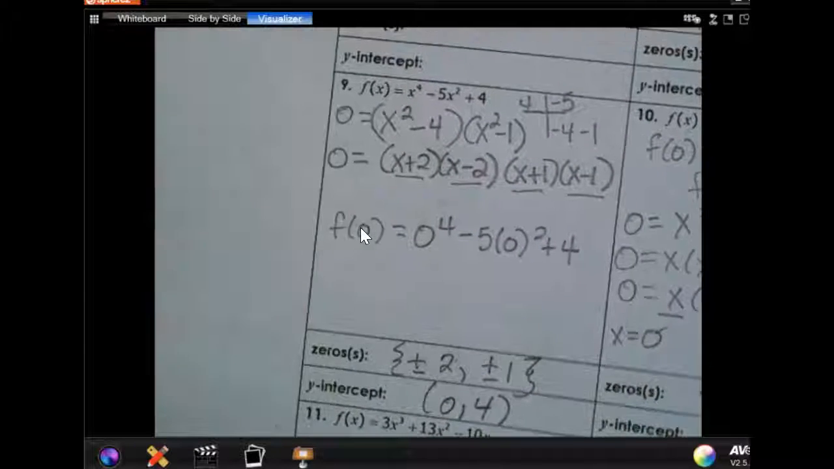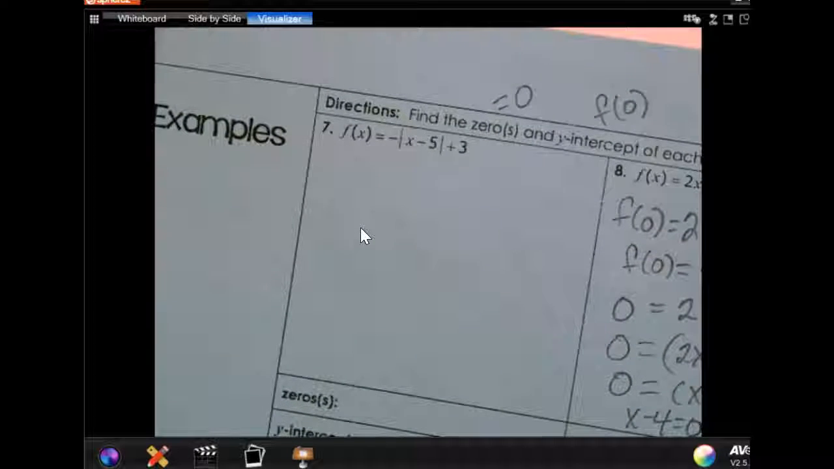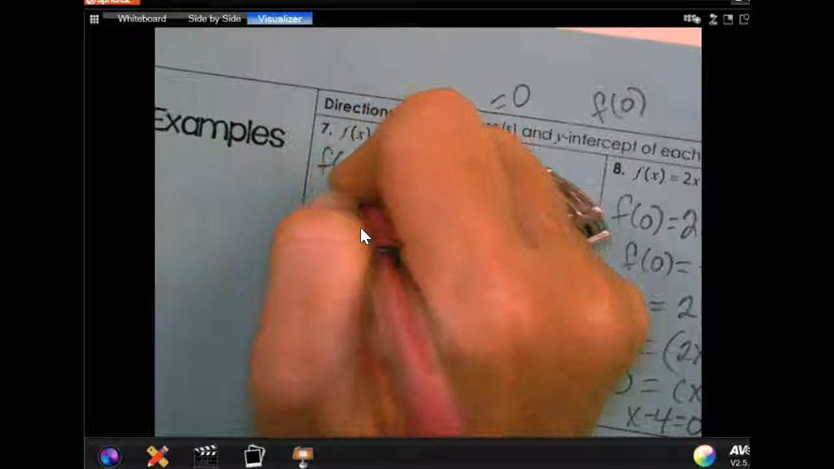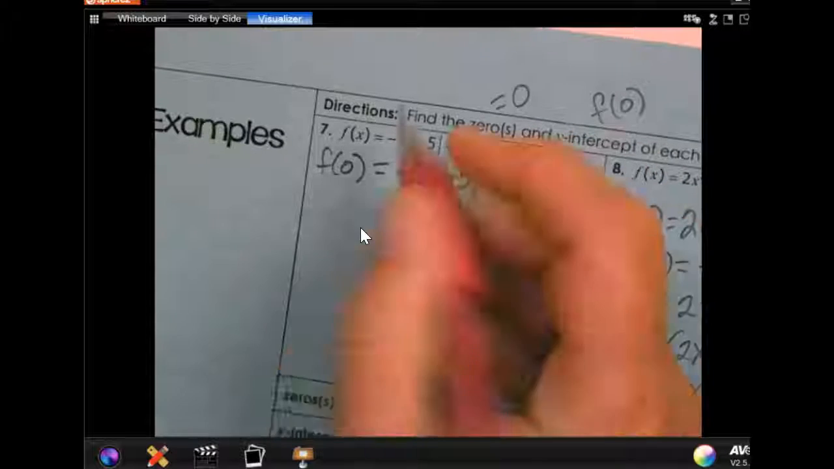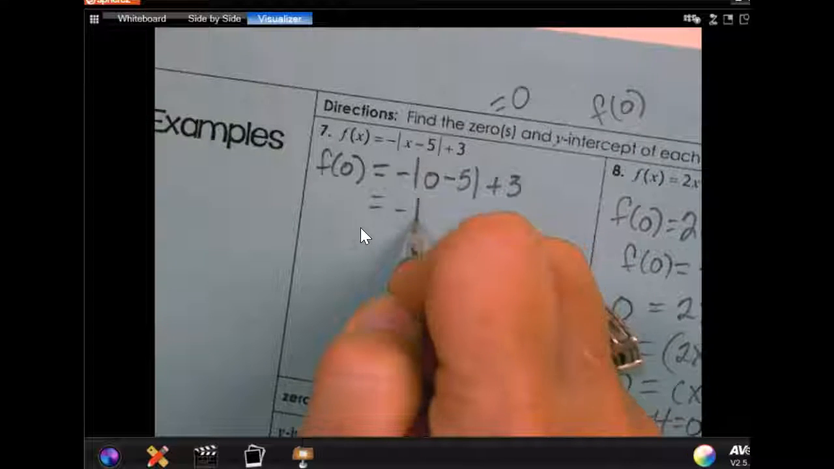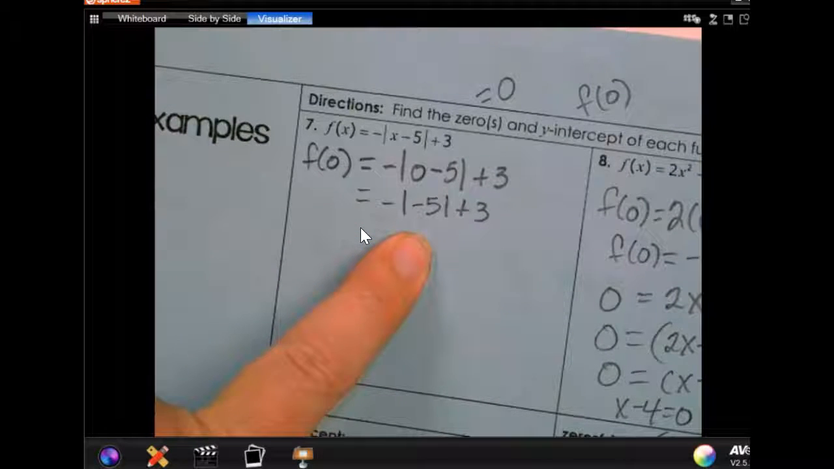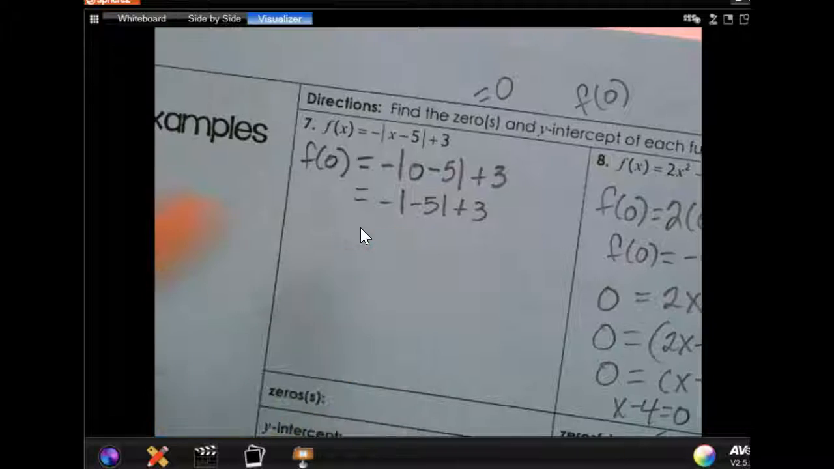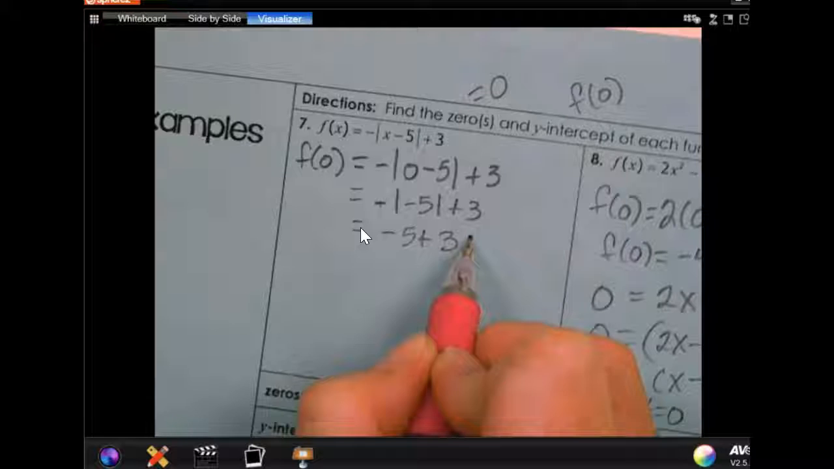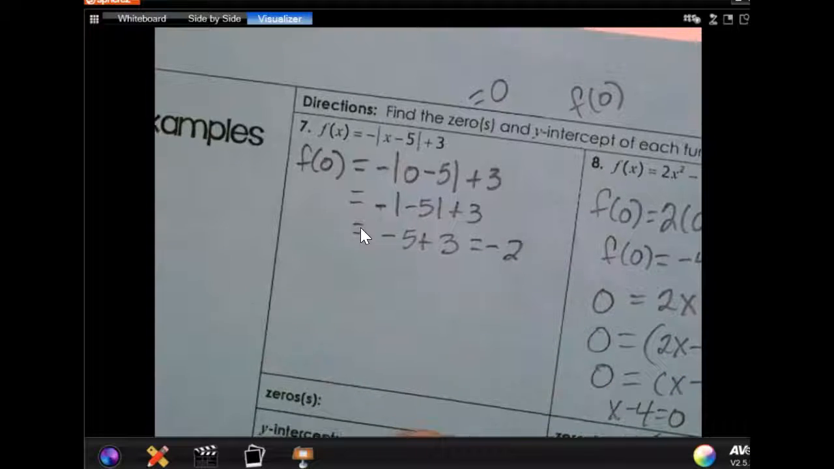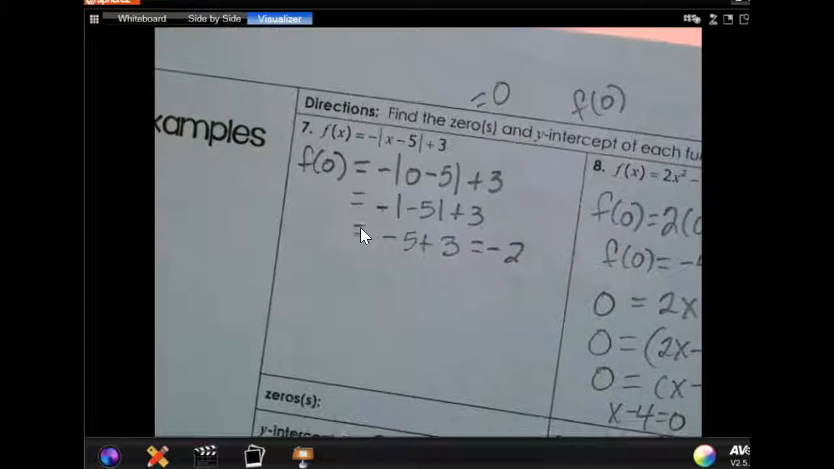Okay, so the last one I'm going to do is the absolute value because that one's different. First of all, let's do f of 0 because that's easy. So 0 minus 5 gives me a negative 5. But what does the absolute value do to that? Makes it positive. But what's on the outside? So I get negative 5 plus 3, which gives me negative 2. So I have (0, negative 2) for the y-intercept.